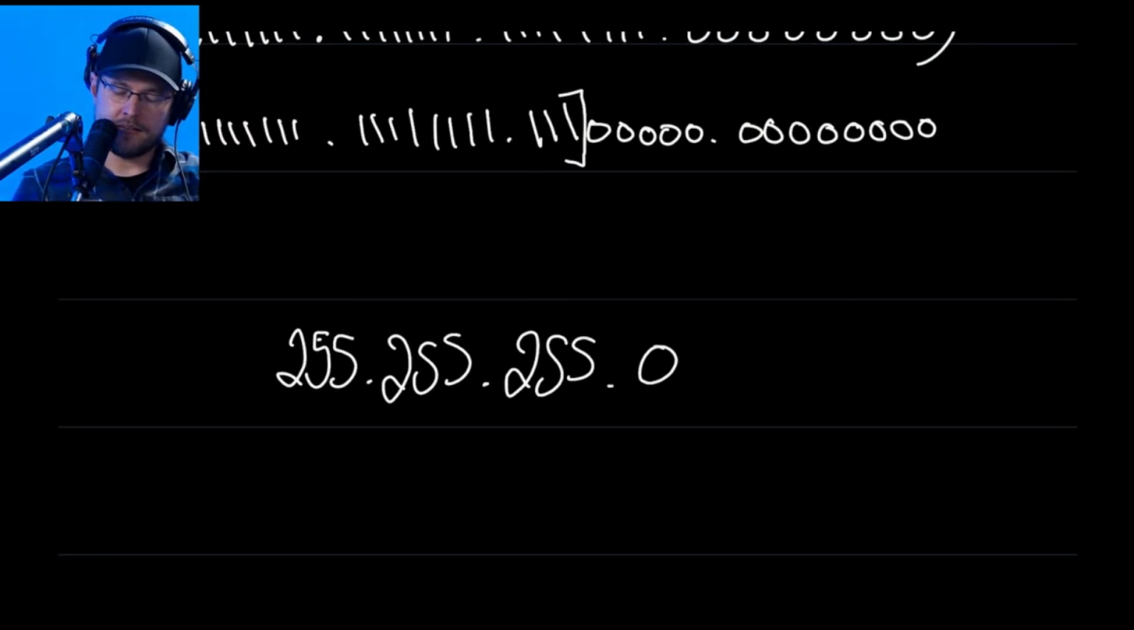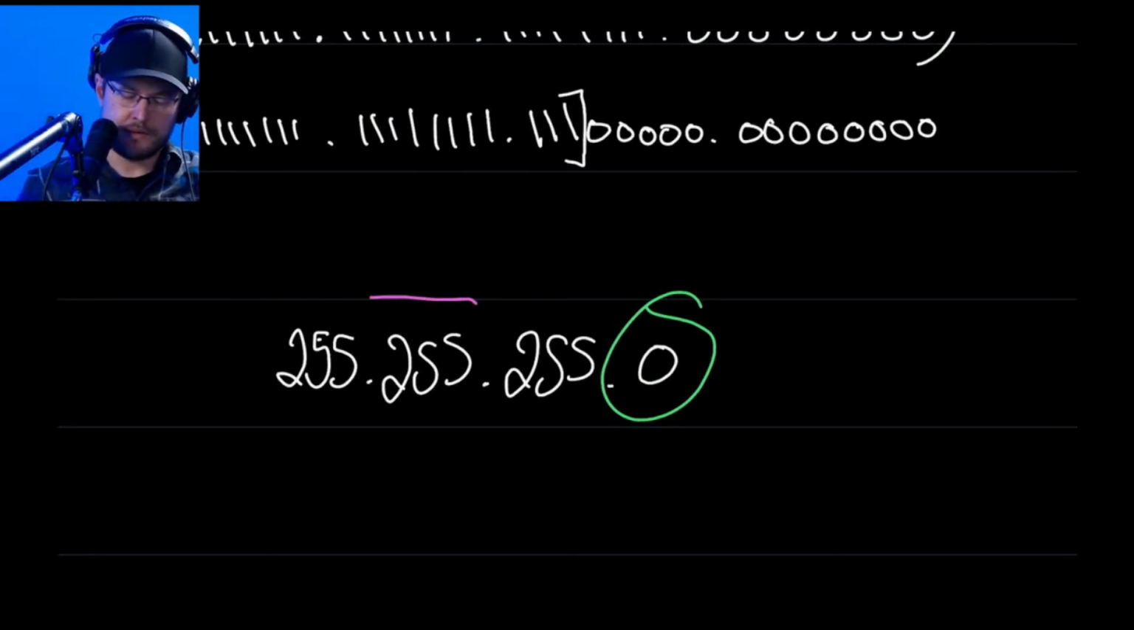Basically, that means that this is the network identifier right here. This last one is the device identifier. And the network identifier is going to be this number.